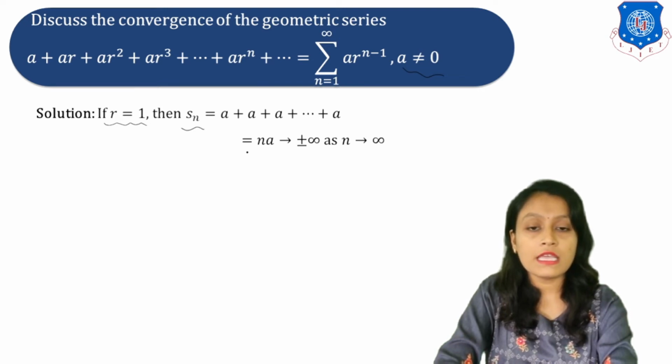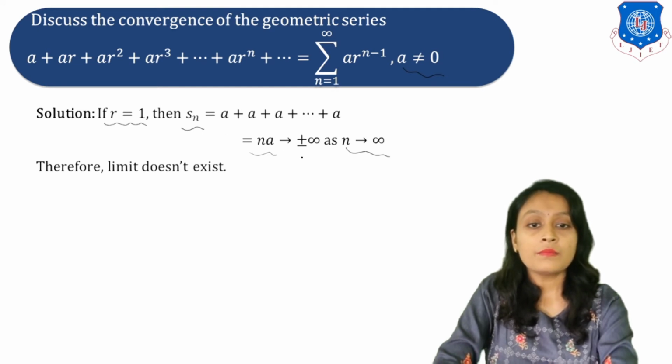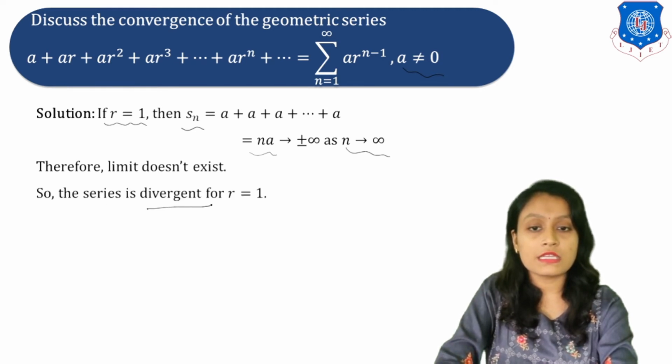So we will write it as n a. Now as n tends to infinity, this n a will also tend to plus or minus infinity. Okay, so this limit of Sn is plus or minus infinity, right? Therefore the limit does not exist, and we can say that the series is divergent for r equal to 1. Now we will take r not equal to 1.